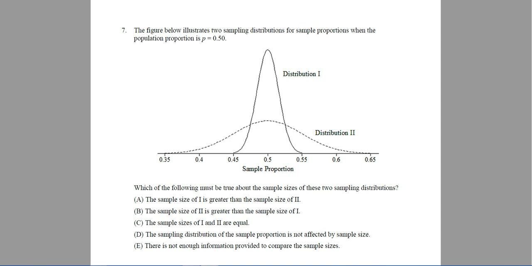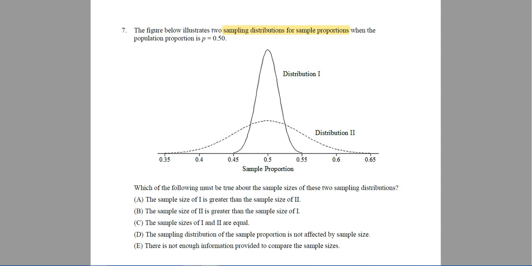All right, welcome back. We're looking at question 7. It says the figure below illustrates two sampling distributions for sample proportions when the population proportion is p equals 0.50, 50%. So right away I noticed this clue, right? We're looking at sampling distributions for sample proportions.